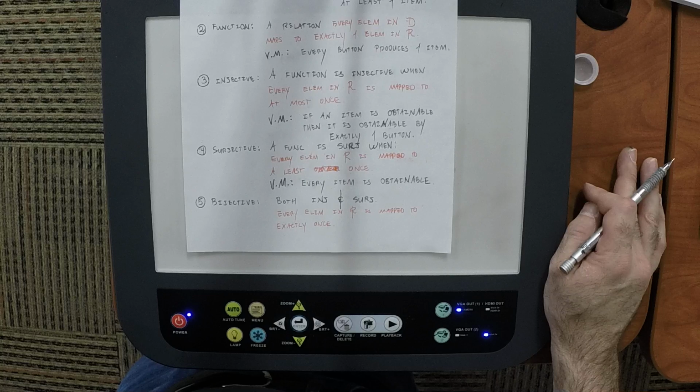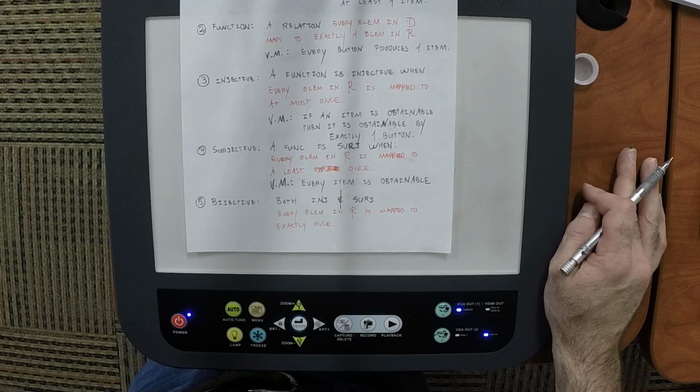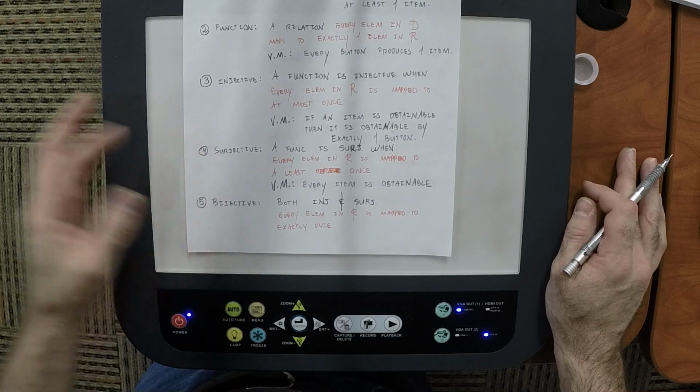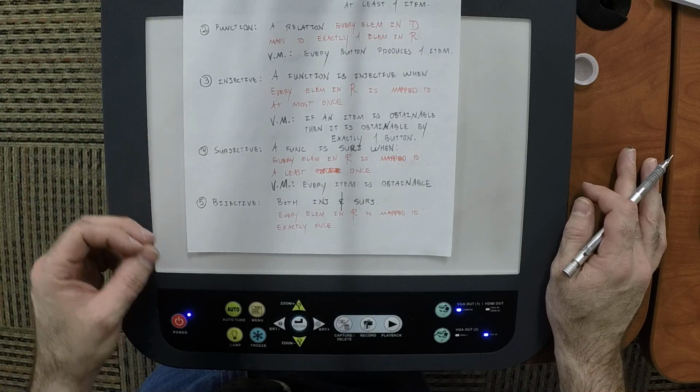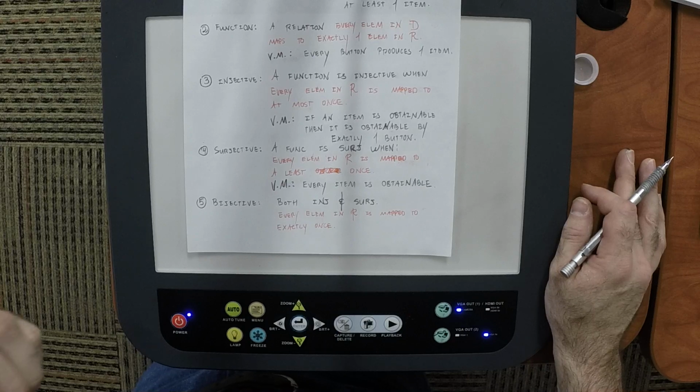That's kind of confusing. Another confusing thing is that if you walk up to a vending machine and you see something that you like, but there's not a button to press to get it, that's a little bit confusing too. A bijective vending machine is like a properly manufactured vending machine.